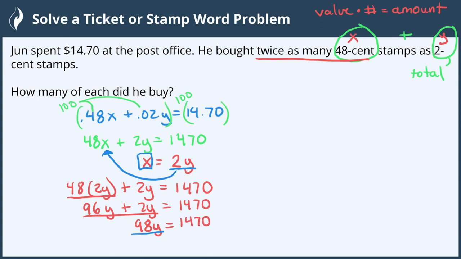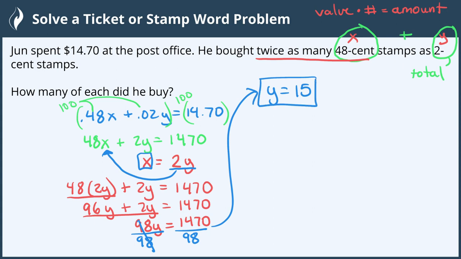Now to isolate the variable, we'll divide both sides by 98. So we end up with 98 divided by 98 cancels. So we have y equals 1,470 divided by 98, which in my calculator is 15. And so we have 15, and y represented the 2-cent stamps, so we have 15 2-cent stamps.